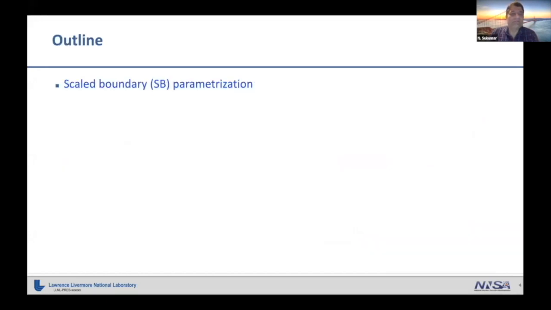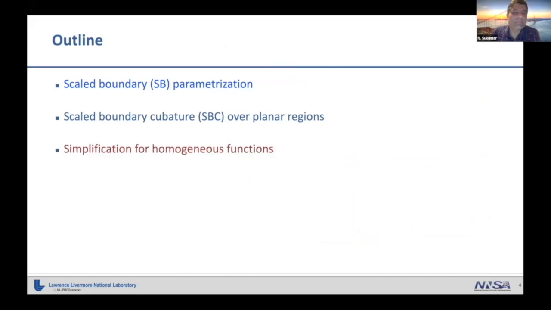So that's the setting. The outline of the talk is I'll go through what is known as the scaled boundary parametrization, which has been around for like 20 years or more. And then I'll look at the same parametrization and show how it can be applied for numerical cubature or integration over planar regions. And two simplifications I'll show you. One is for what happens when the integrand is a homogeneous function, so a sum of polynomials or even other functions. And the second case, that's over basically polygons.